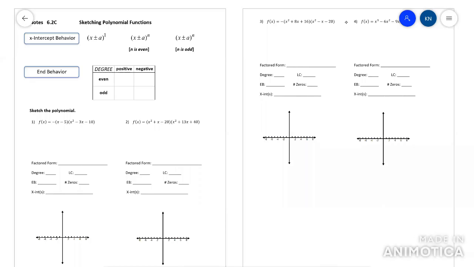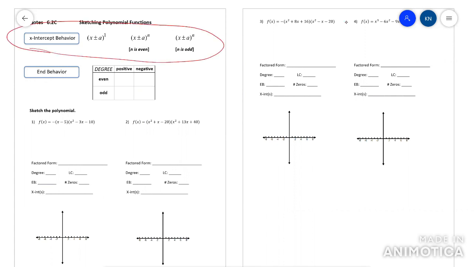All right, this video is going to cover note 6.2c, which is sketching polynomial functions. The only difference is this time they're not factored for you already. So you're going to have to factor all these, which means if you don't know how to factor, there's no point in even watching this video because you're not going to be able to do it. So make sure you can factor, and let's go ahead and get started.